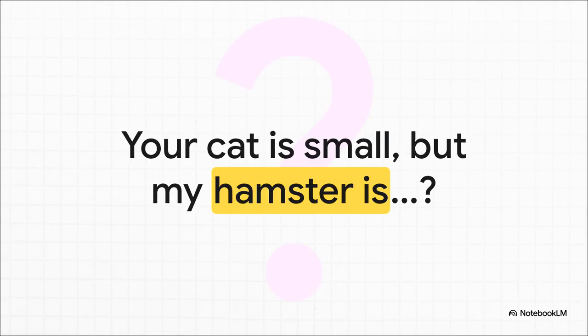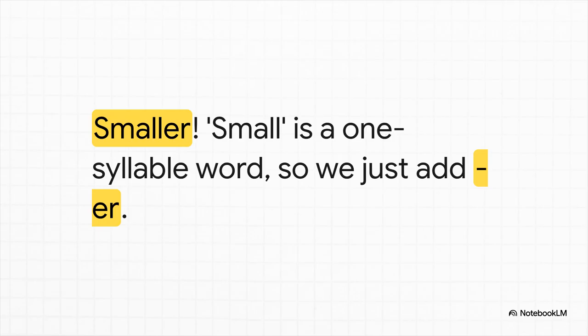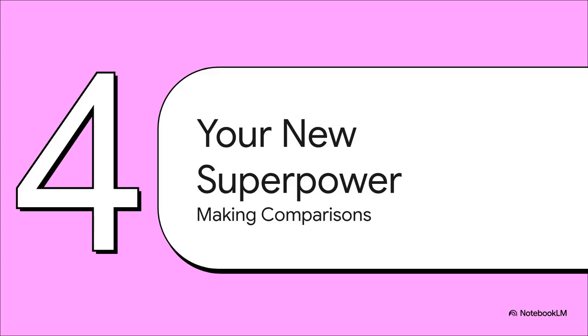Okay, one last one. Let's end with a classic. Your cat is small, but my hamster is... This should be a quick one. Smaller. Of course. Small is a nice, simple 1-syllable word, so we just add -er. See, you've absolutely got this. And just like that, you have a new superpower. Seriously, you now have the keys to make clear, confident, and correct comparisons every single time.